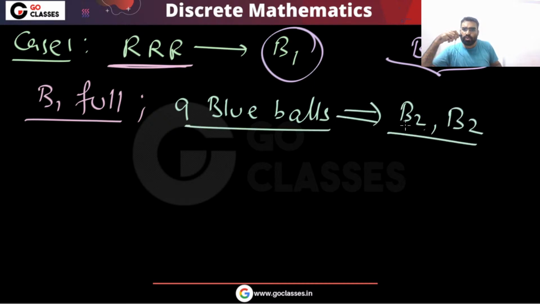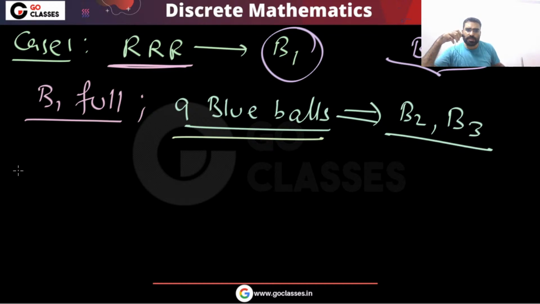So they should go in B2 or B3. Now tell me, how many possibilities are there? The 9 blue balls should go to B2 or B3, but you can notice B2 has the capacity of at most 4, and B3 has the capacity of at most 5. So if 9 balls are going into B2 and B3, then what is the only possibility?